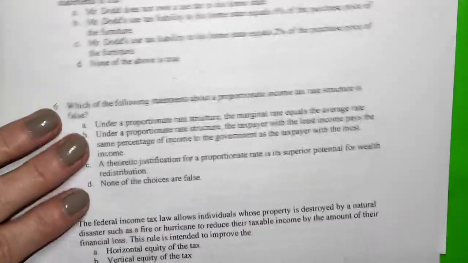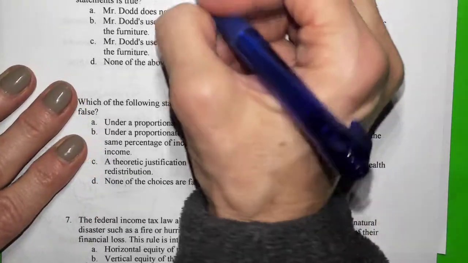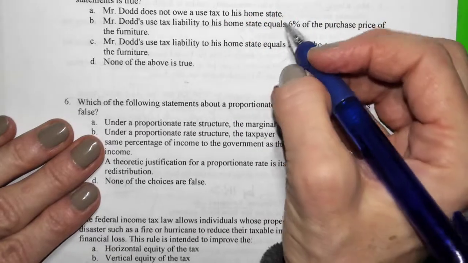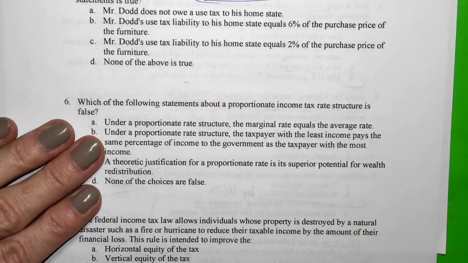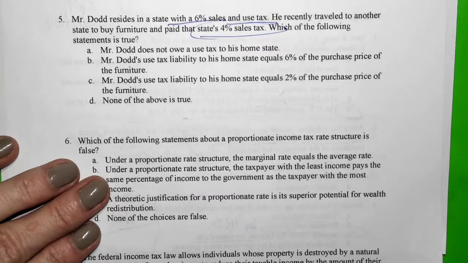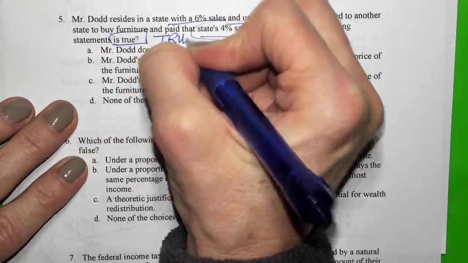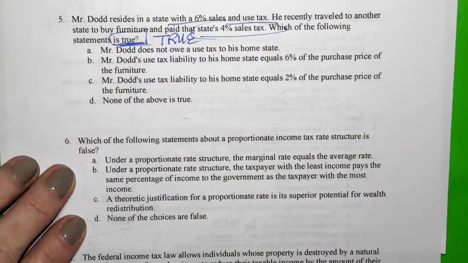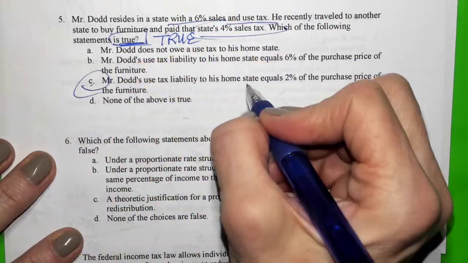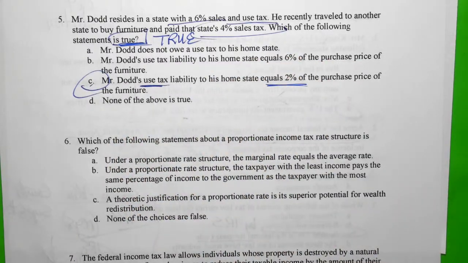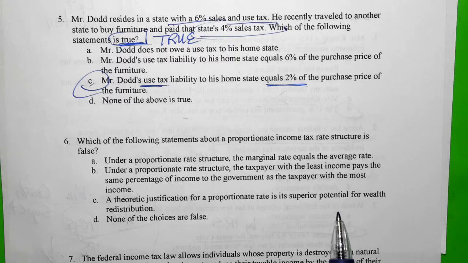Okay, most of you got this right. He lives in a state with a 6% sales and use tax. He's already paid 4% of sales tax. And it asks what's true. So always be careful to see, is it asking about true or false? And it's that he has a use tax liability for the excess 2%. So technically, he would file a return charging him 6%, and he would get a credit for the 4% he's already paid.